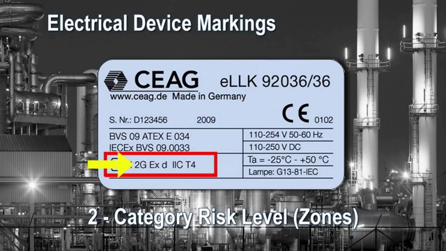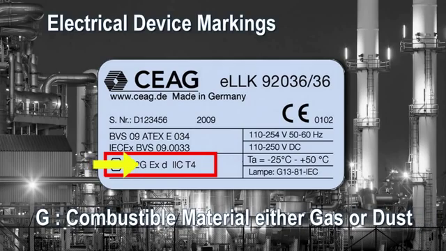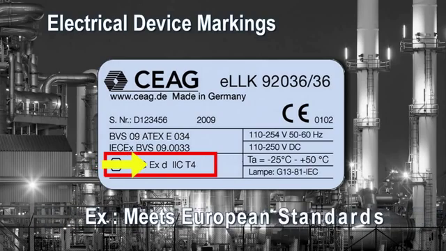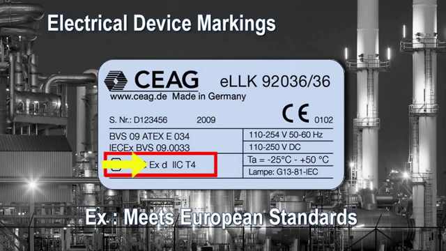The next identifying mark is the category risk level. As mentioned earlier, there are 3 category risk levels that would identify the occurrence of an explosive combustible material. The next mark identifies the type of combustible material within this hazardous environment. The available option would be the letter G for gases or the letter D for dusts. The next mark identifies this fixture as manufactured to meet the European standards.